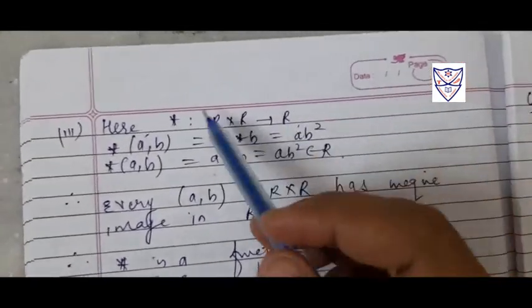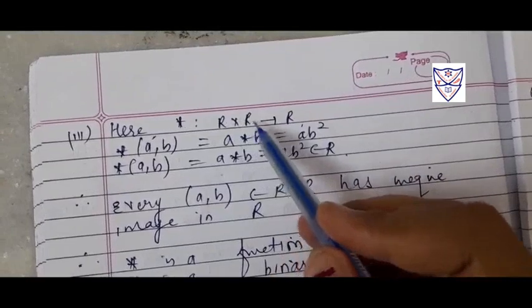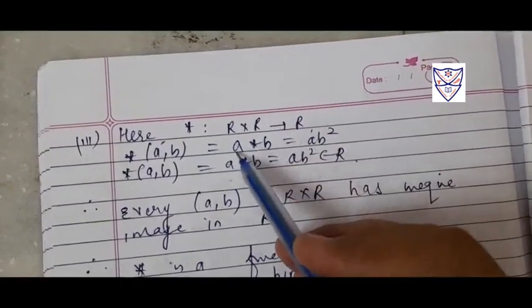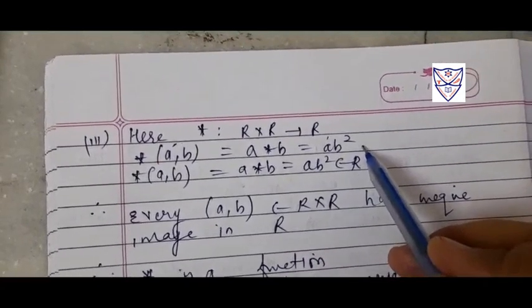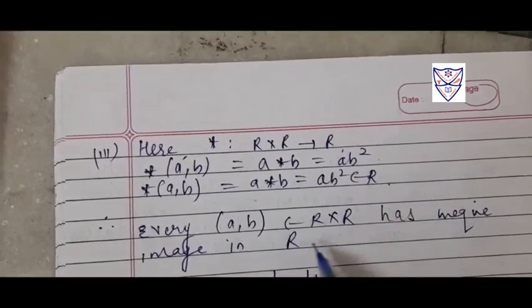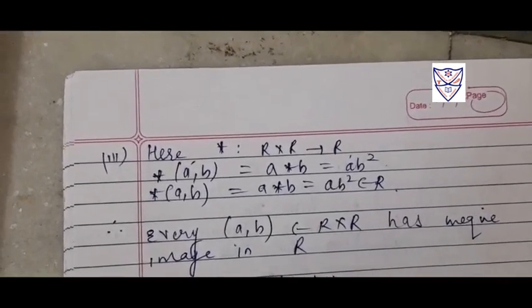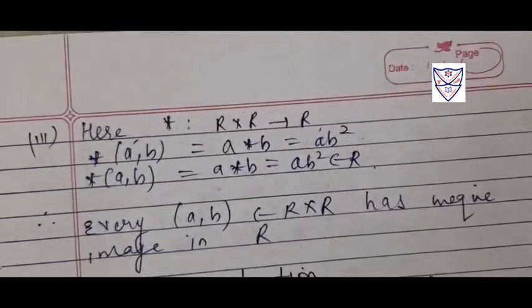Now comes question number 3. In question number 3, it is defined that star is from the Cartesian product R cross R to R, and it is given by a star b is a b squared. So every element (a, b) which belongs to R cross R has a unique image in R, therefore it is a binary function as it is a function.